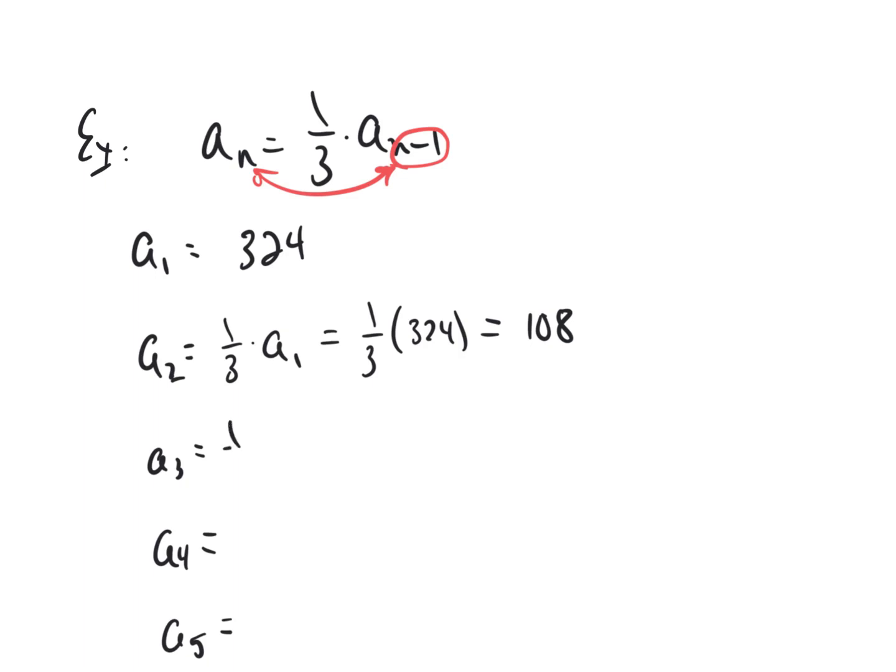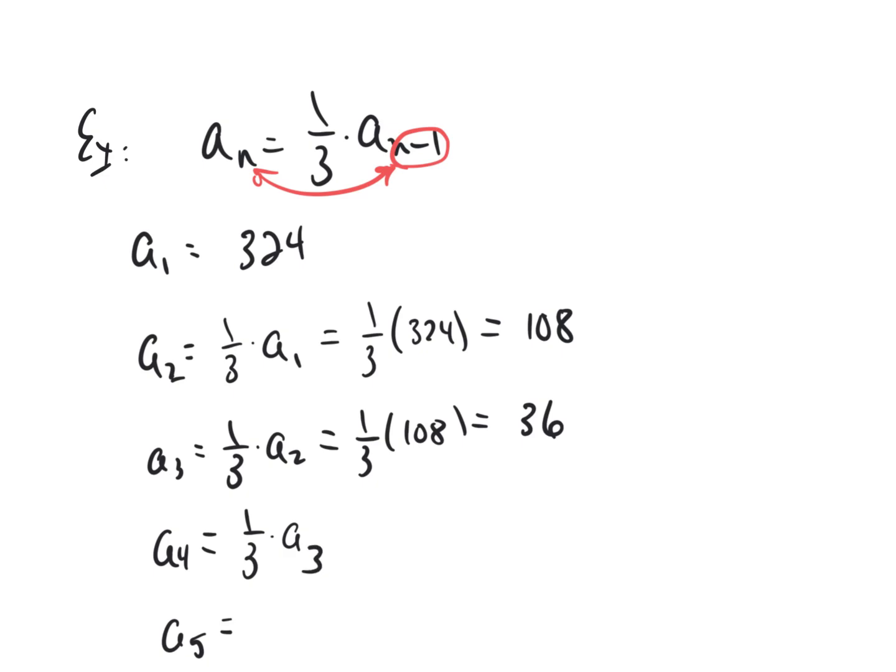A sub 3 is then going to be equal to 1/3 times a sub 2. But we just found out what a sub 2 is. A sub 2 is 108. So when we take 1/3 times 108, we get 36. We can get to a sub 4 by taking 1/3 times a sub 3. Oh, I'm sorry.